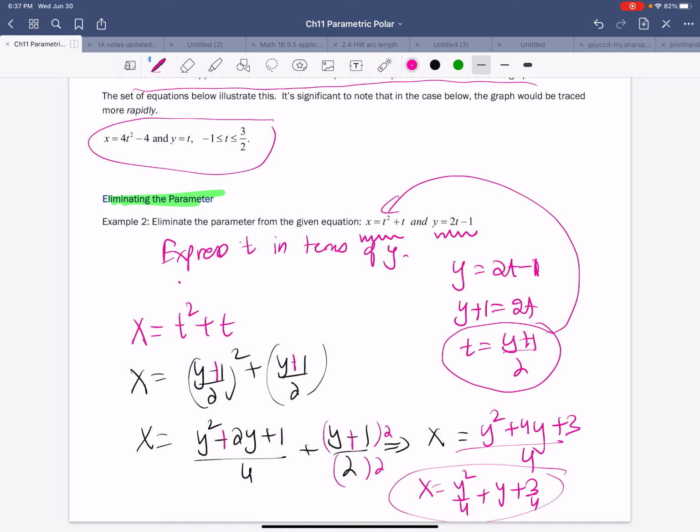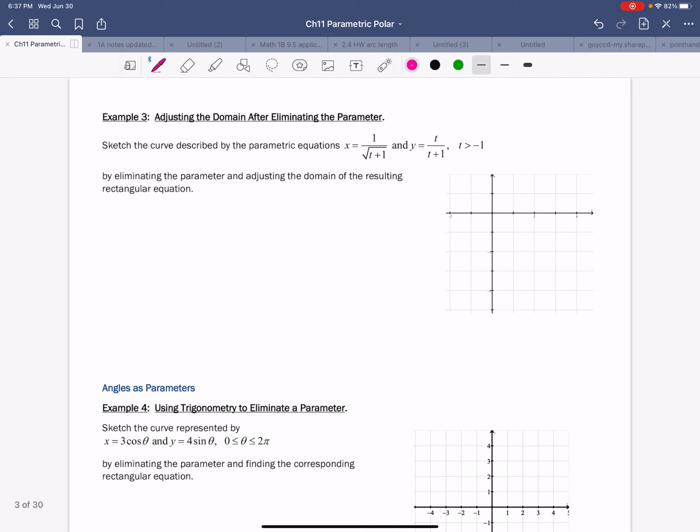So our goal is to eliminate the parameter t and then express the equation in terms of x and y, adjusting the domain after eliminating the parameter. Once we eliminate the parameter, we want to look at where the function is defined as well. Here both x and y depend on the variable t, and t is greater than negative 1. That means I can pick any values greater than negative 1.